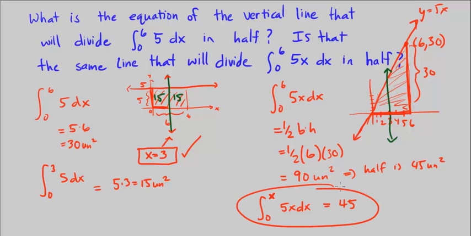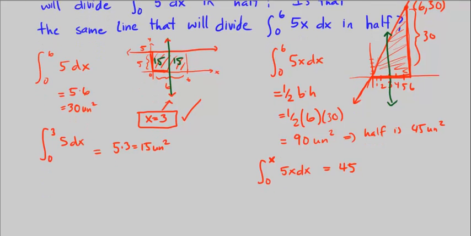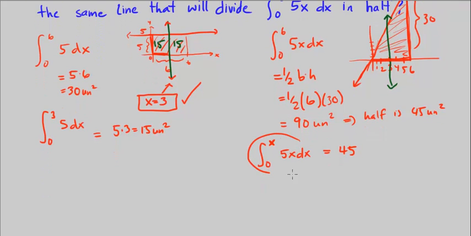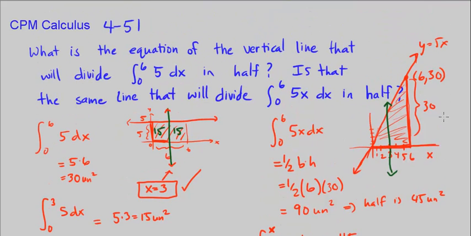We could solve this equation for x, and that will tell us what line we should make that will vertically cut the region in half. All right. So what is going to be the area of this? This is going to be the area of a triangle, but now our stopping point is x, right? So our height at the stopping point is going to be 5 times x.